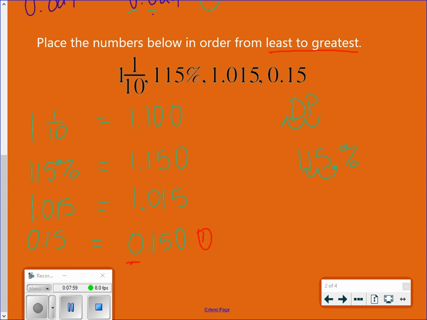Then I have a bunch of 1s. So I go to the next place, the tenths. I have a 0, that's my next smallest. Okay, and then I have 1, those 2 have the same tenths. So I go to the hundredths. 1 and 1/10 is going to be my next smallest because it has that 0. Then the 5 is my next one. So 0.15, 1.015, 1 and 1/10, and then 115%. Okay? Hopefully it's not too bad.